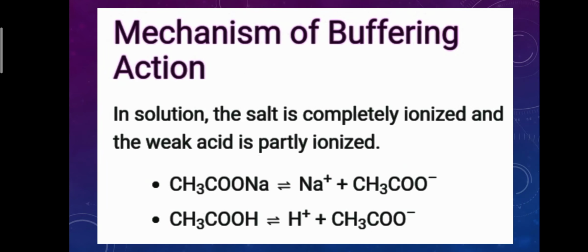The mechanism of buffering action. In solution, the salt is completely ionized and the weak acid is partly ionized. Take sodium acetate, which is a salt of a weak acid and a strong base. In aqueous solution, it is completely ionized into sodium ion and acetate ion, while weak acids are those acids which are partly ionized, or which provide a small amount of H positive ions in aqueous solution. Largely, acetic acid is present in undissociated form and provides a small number of ions in aqueous solution.